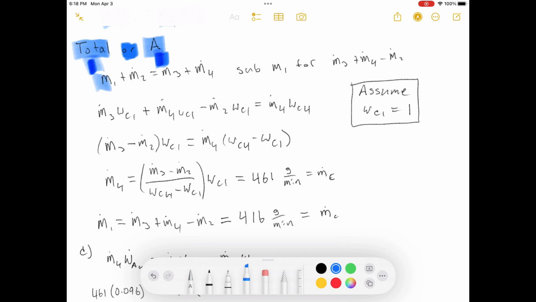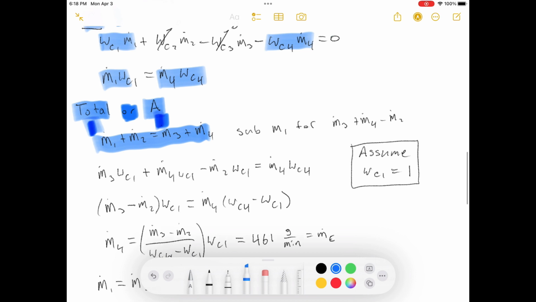Okay, so this is my in minus out basically here. I have streams going in and streams going out. That's my total balance. Then I can just substitute whatever M1 is from this equation back into this, and then maybe we'll solve for something that we don't know.